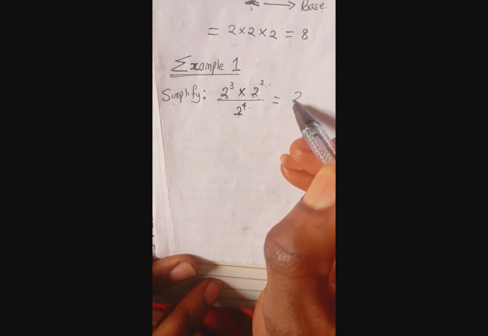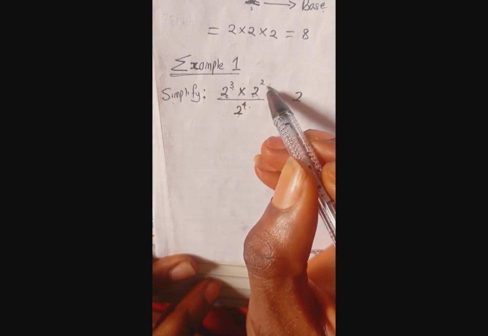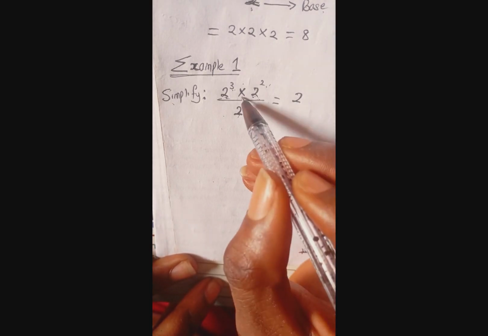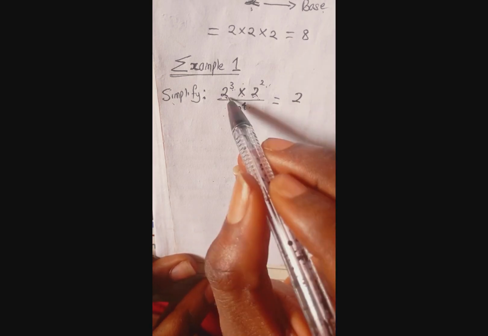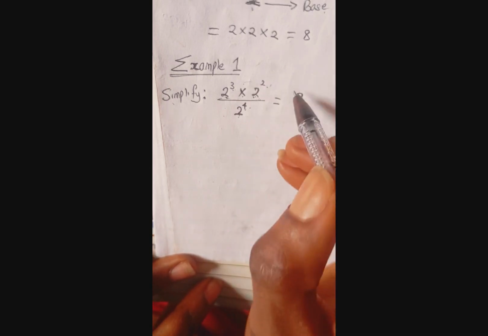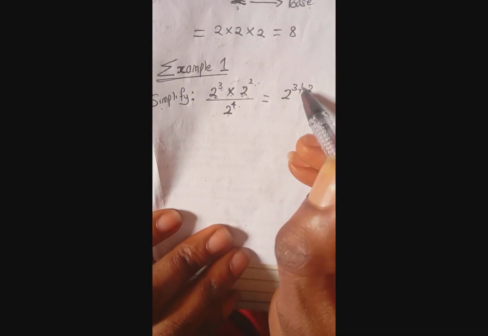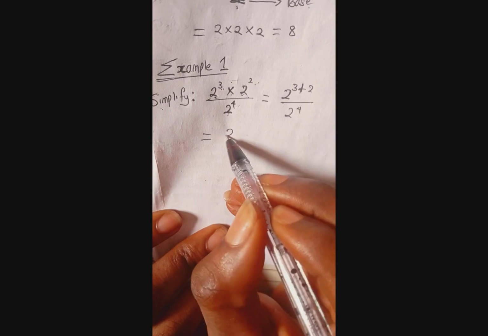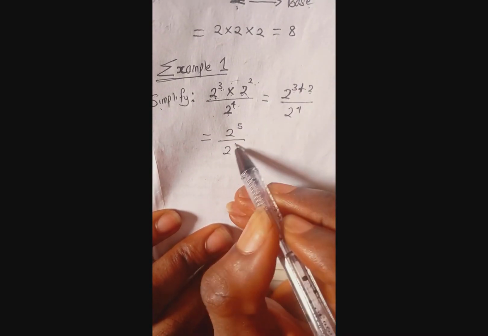So we can say we pick 2. Now we have exponent 3 here, exponent 2 here. And the law of indices, the first law, the product law, says when we have multiplication, it changes to addition, and it is not addition of the bases, it is addition of the exponents. So we have 3 plus 2 all over 2 raised to power 4. There is no problem here. Then we'll say it is equal to 2 raised to power 3 plus 2, that's 5, over 2 raised to the power 4.